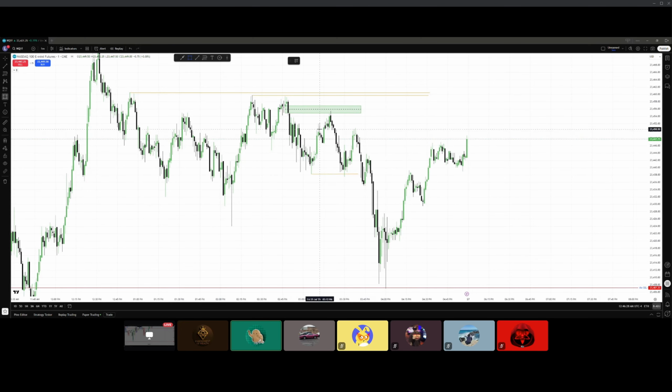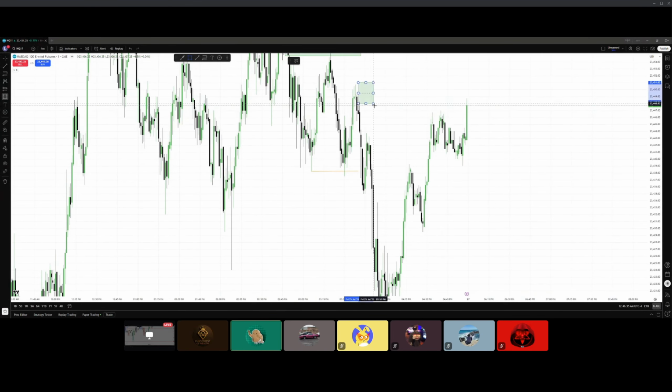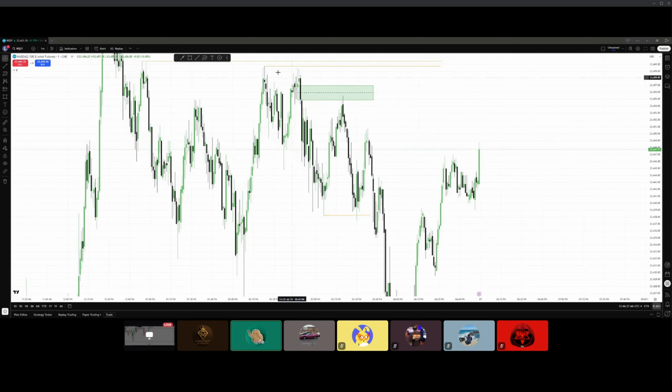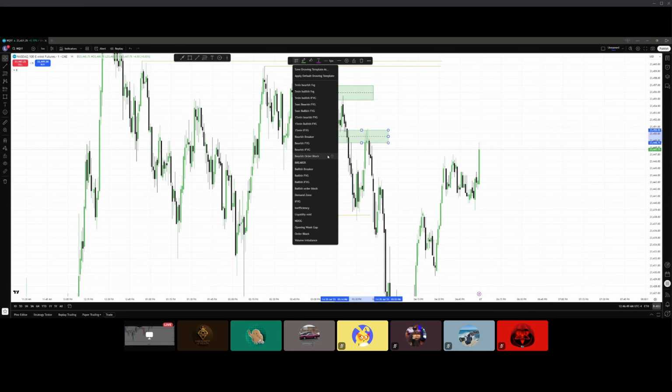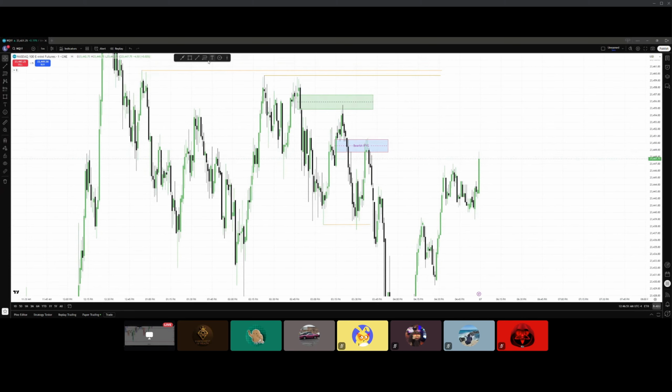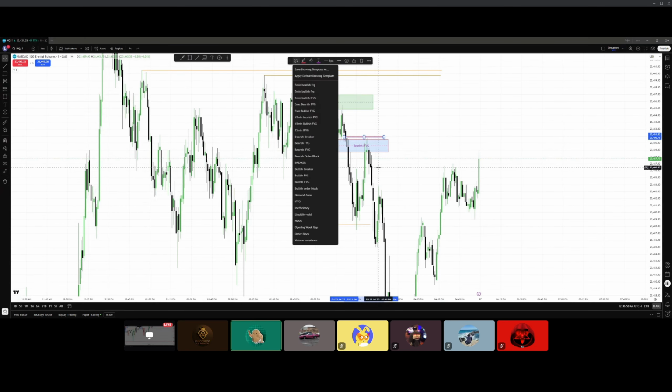So we want to see the market come back up and respect a fair value gap it created. Now, not every time will the market create a fair value gap, but you do have this bearish inversion right here. Market came back up into it, respected it. Not only that, you got this volume imbalance that it tapped into because it left it behind.